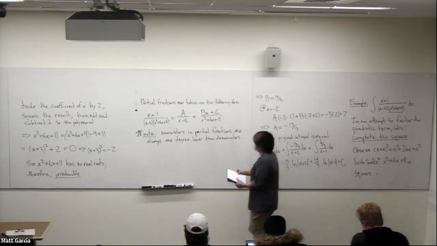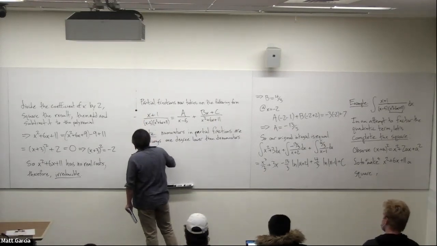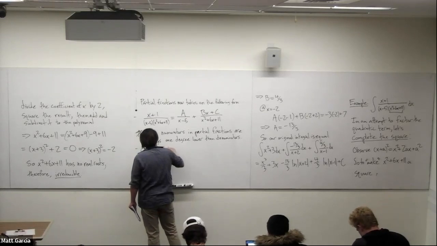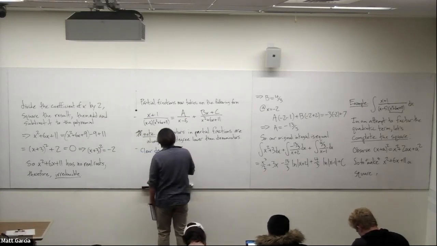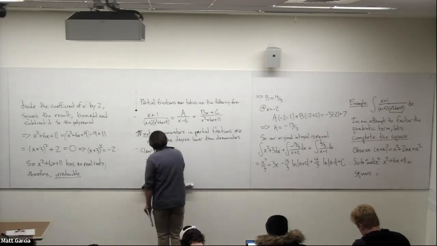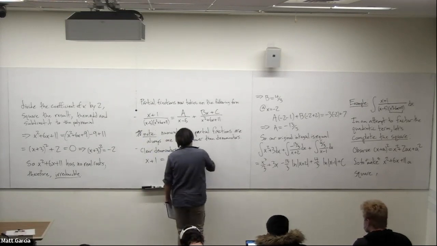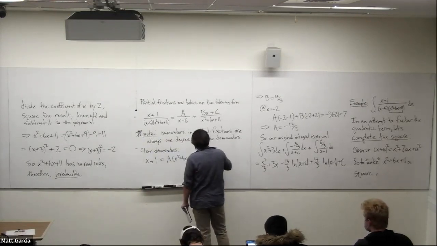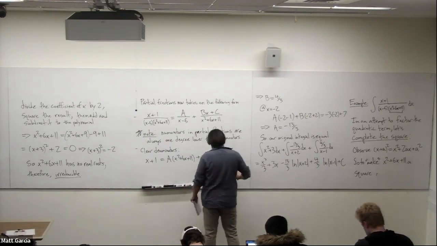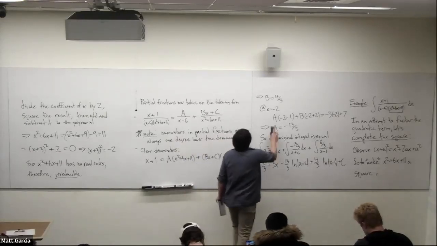So let's clear denominators. What does this give us? x plus 1 is equal to A times (x squared plus 6x plus 11) plus (Bx plus C) times (x minus 5).